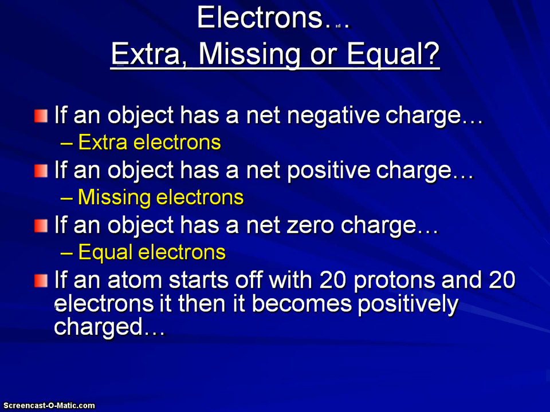What if an atom starts off with 20 protons, 20 electrons, and then becomes positively charged? Are the electrons extra, missing, or equal? What do you think? Hopefully you said it must be missing electrons.